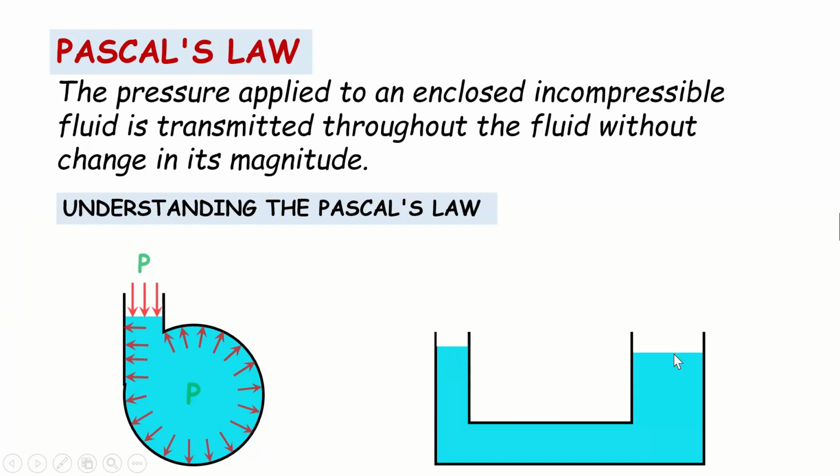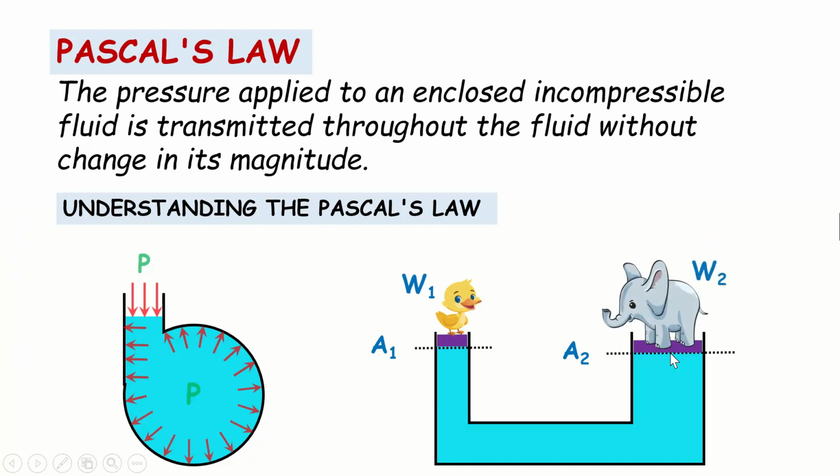Now there are two surfaces of fluid exposed to the environment. The area of cross section at this opening of the pipe is A1 and the area of cross section at this opening of the pipe is A2. Now we shall put a piston over here which has load W1, and at the same time I am putting another piston over here which has load W2. It is very much visible from the diagram itself that the load W2 is larger as compared to load W1. Let's understand why this disparity of load.